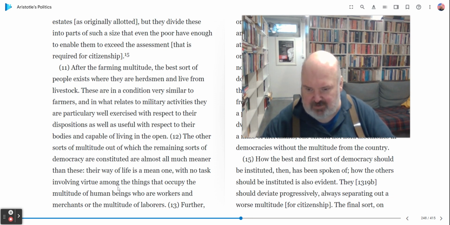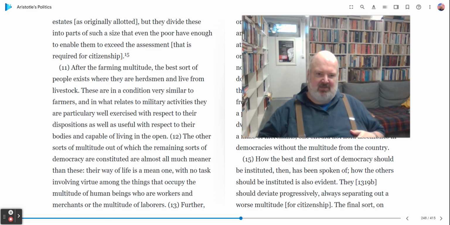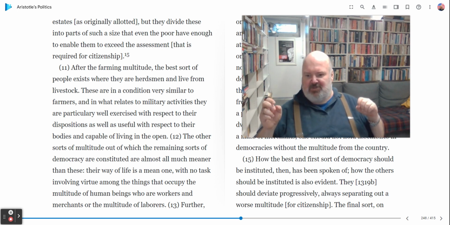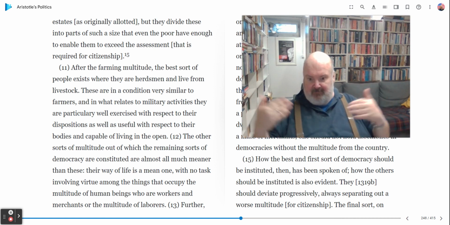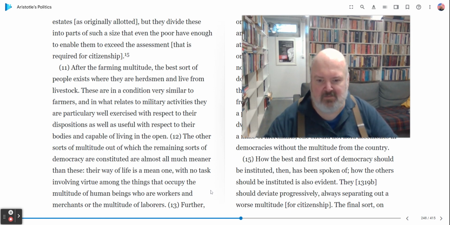No task involving virtue occupies the multitude of human beings who are workers and merchants, or the multitude of laborers. Again, this is the craftsman. I think workers are craftsmen, or banausoi. I have to be careful. The merchants are those who exchange. Laborers are those who use their bodies. These are the meaner ones. So there are workers, the arts and craftsmen, the merchants, and the multitude of laborers.